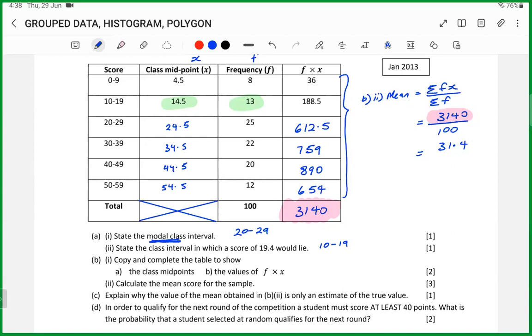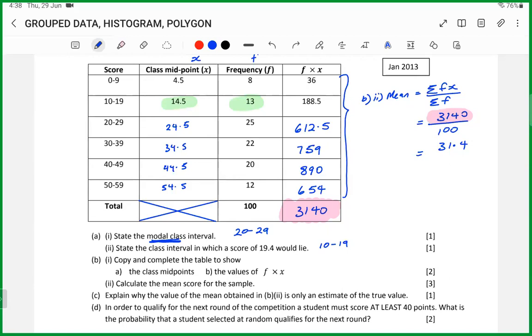All right, so you would realize that this was a good bit of marks. To fill in the frequency table and calculate the mean was five whole marks. That was a good bit, compared to only 1 mark for the modal class interval. But that wasn't really any kind of calculation.